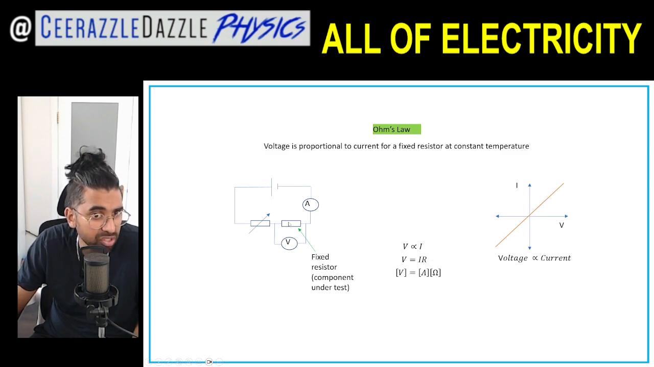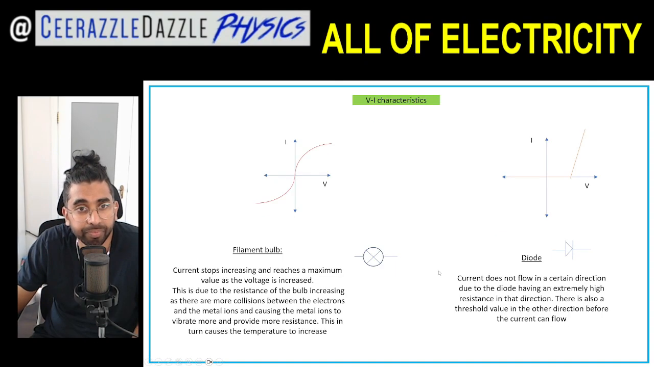Obviously this resistor must remain constant. It's not changing. It's a fixed resistor here. The voltage is in volts, current is in amps, the resistance is in ohms. So V, A, and omega over here for the resistance.